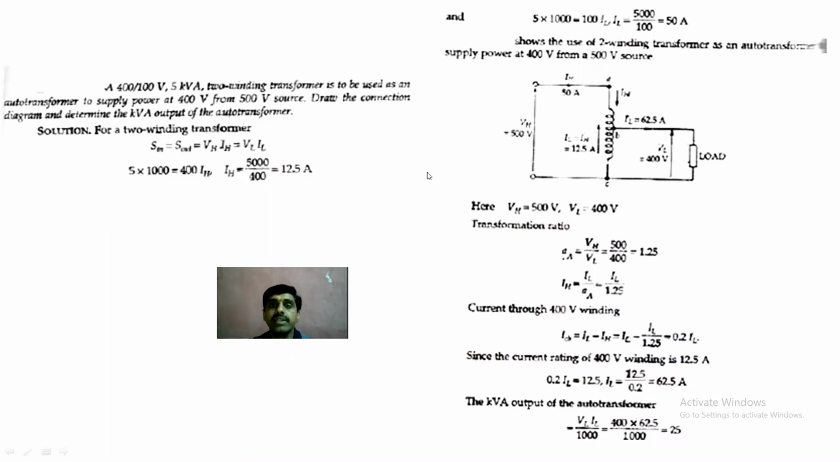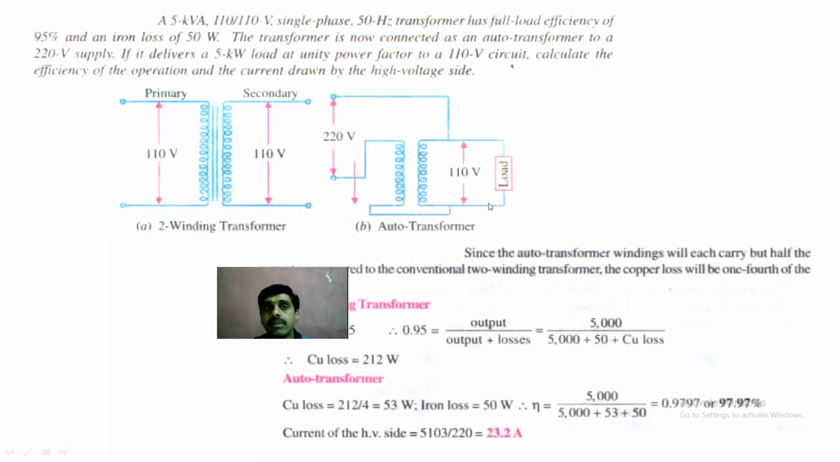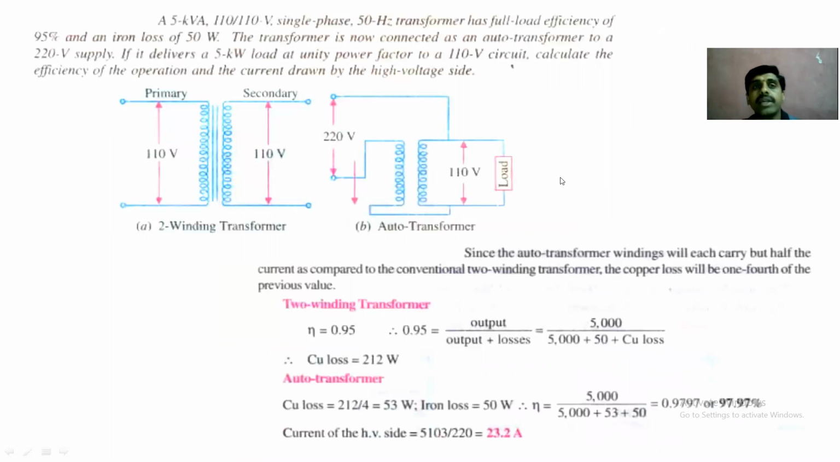So let us see another problem on this auto transformer. A 5 kVA, 110 by 110 volts, both sides 110, 50 hertz transformer has a full load efficiency of 95%. Iron loss is 50 watts. The transformer is now connected as an auto transformer to a 220 volt supply. It delivers a 5 kilowatt load at unity power factor to a 110 volt circuit. Calculate the efficiency of the operation and the current drawn by the high voltage side.